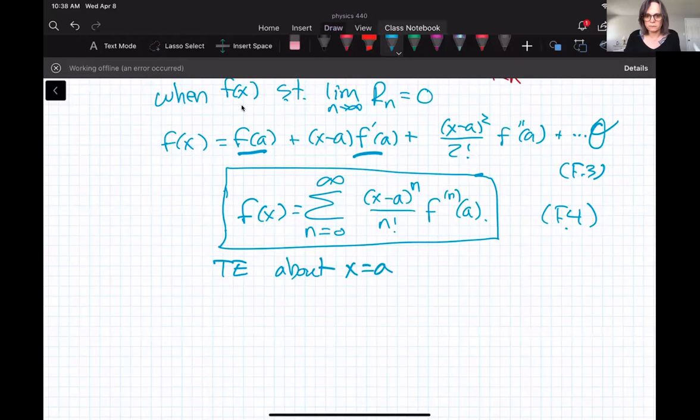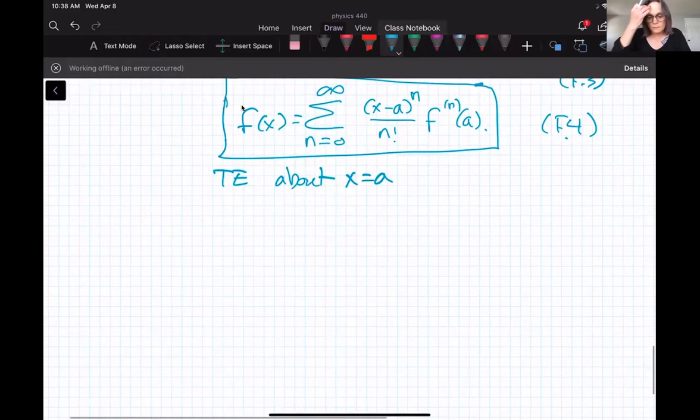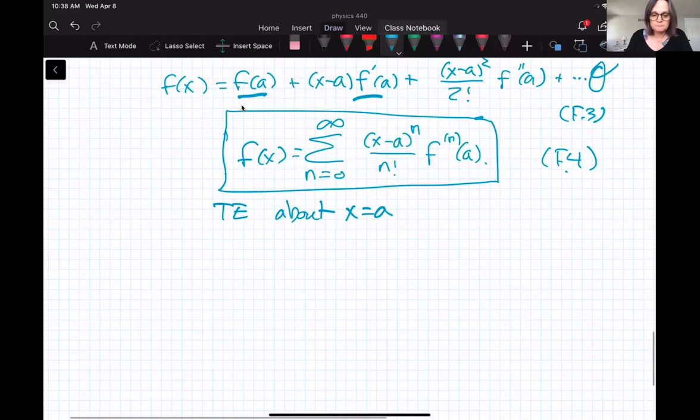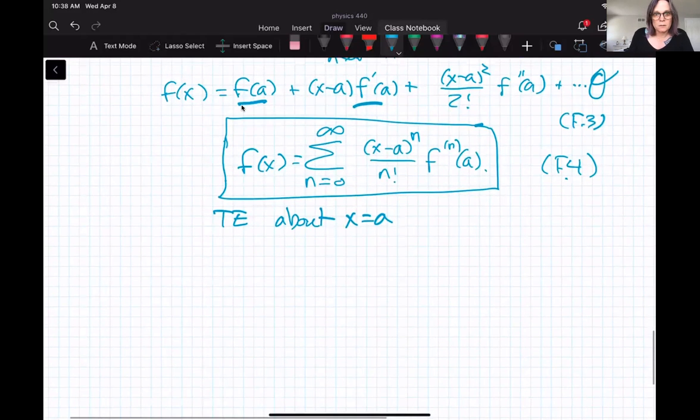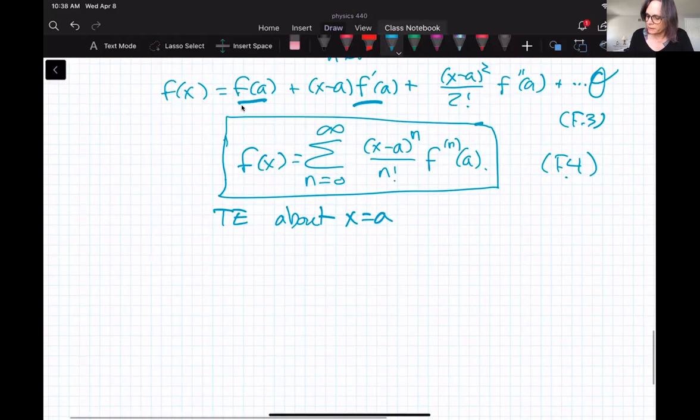And typically we don't use many terms. Pretty straightforward, I hope so. You've seen it before. There are some other ways of writing this, and then we'll get into some examples.